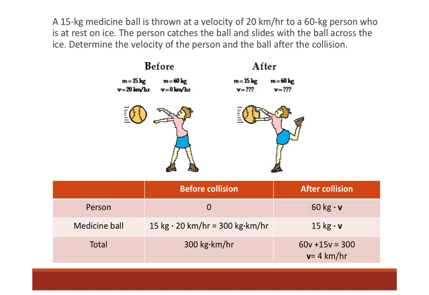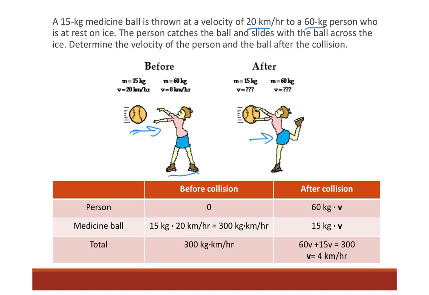So we have a weighted ball, a medicine ball, that is thrown at a velocity of 20 kilometers per hour to a person that weighs 60 kilograms, and is at rest on ice. With friction, again, we're minimizing it by putting them on skates. The person catches the ball, so the force of the ball coming in is going to accelerate this skater and ball combination in a backward direction. And so after the person catches the ball, they're going to be sliding across the ice.